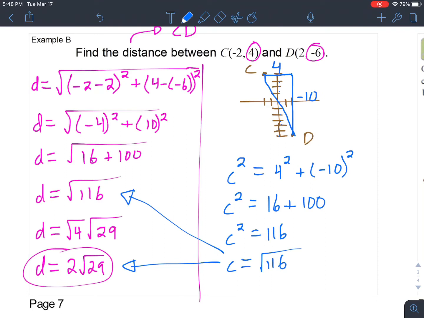And you can notice that we end up with the exact same value. C equals square root of 116, which we know will simplify into 2 times the square root of 29. So again, use whichever method is easiest for you in order to find the distance between 2 points.